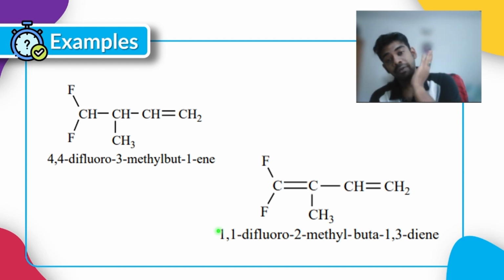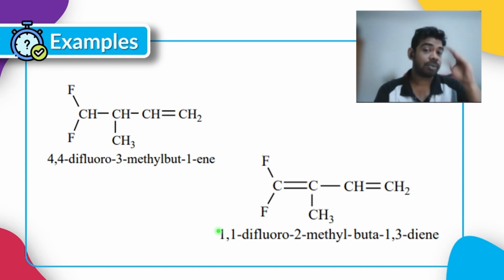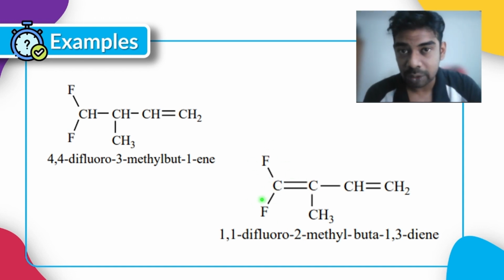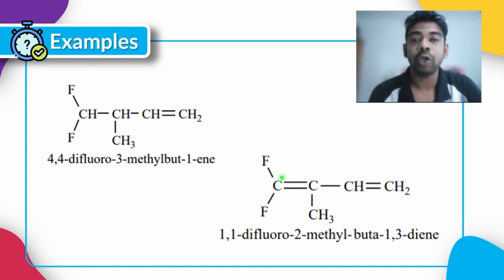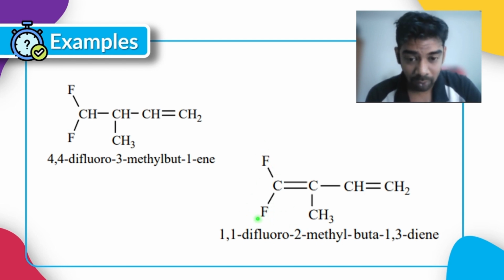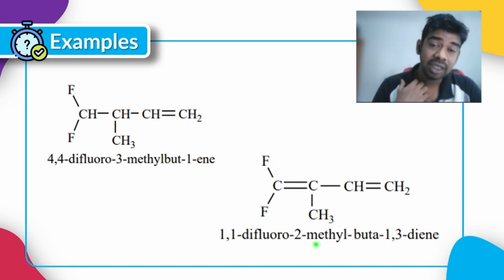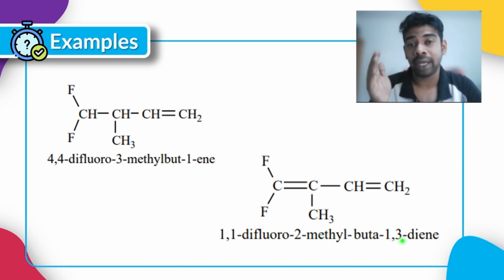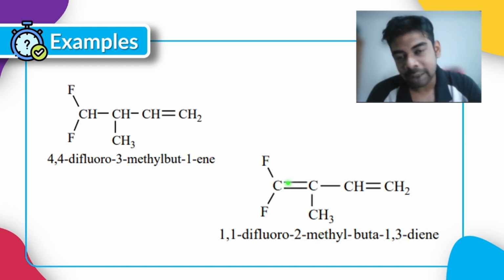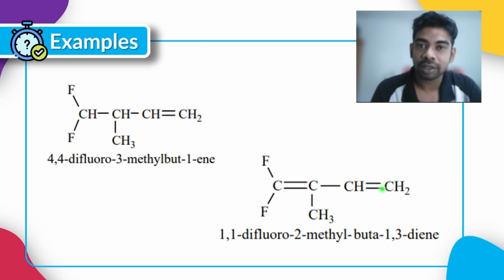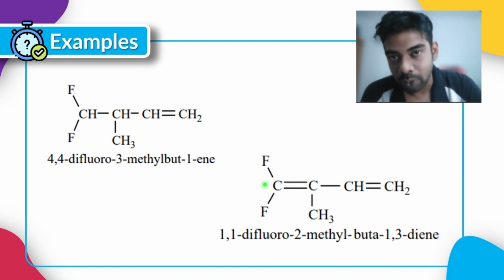So now if you start from the left side, you get a double bond, and from the right side also you get a double bond. So in this particular case you choose this one, so that you get the lowest sum of the locants. So here you get 1, 1, 2 dimethyl, and then buta-1,3-diene. Since you have two functional groups with the same priority, you start with the left one.